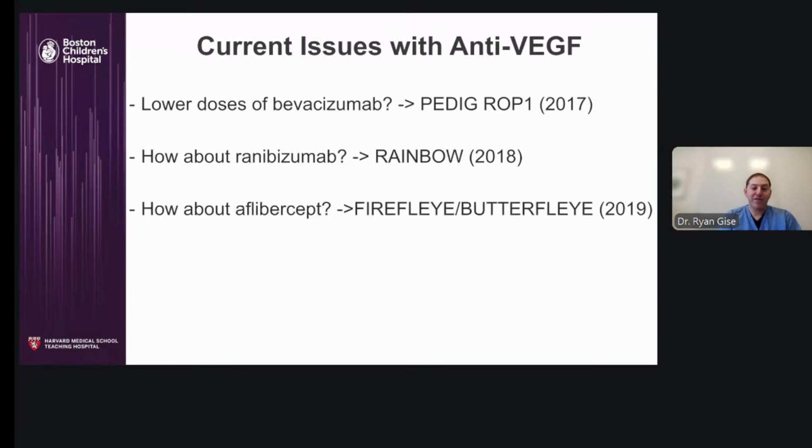And then finally, aflibercept, or FIREFLEYE, or BUTTERFLEYE, which was in 2019. As I mentioned, the FIREFLEYE trial, which was done in Europe and Russia, led to the Food and Drug Administration approval of its use in the United States for retinopathy of prematurity. All of these agents are used now in the United States, and depending on what center you're at, they all can be very effective. It's just very important to know the half-life of the drug that you're using, because you need to know when the recurrence might happen and how closely to watch.